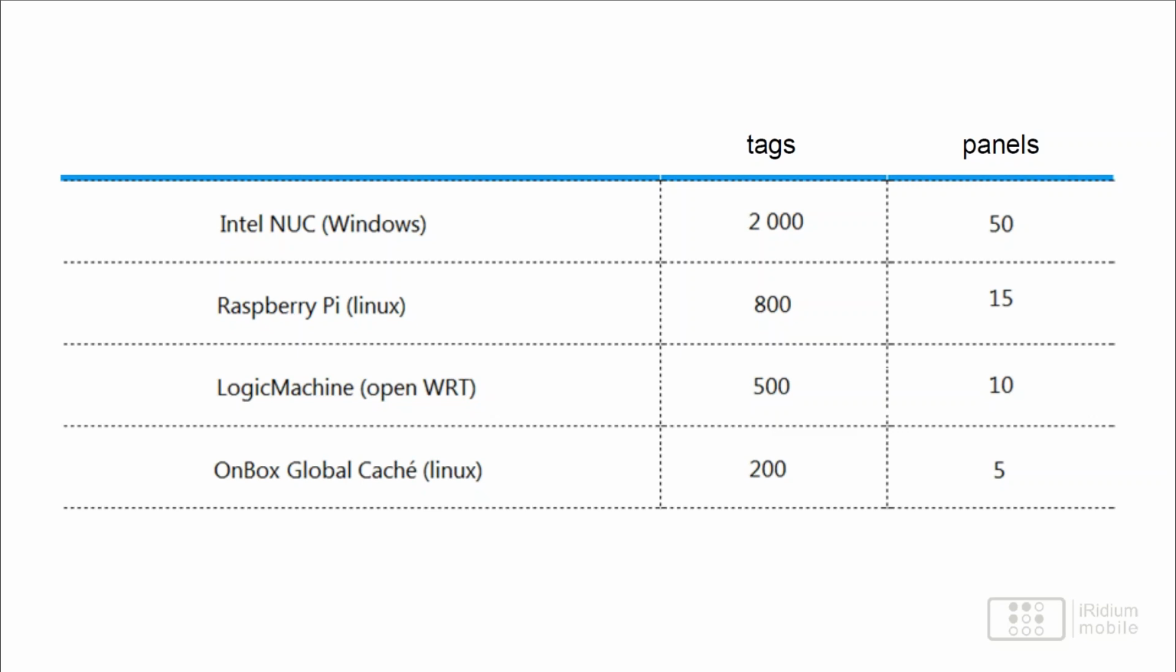The next part of the table is the number of panels. It's the number of panels, up to 50, that can be connected to the server at the same time. So with Intel NUC you can connect up to 50 panels and control more than 2000 tags at the same time. With the Raspberry Pi you can use 800 tags and 15 panels. With Logic Machine it's about 500 tags and 10 panels. And with the mini server on box solution it's about 200 tags and 5 panels.